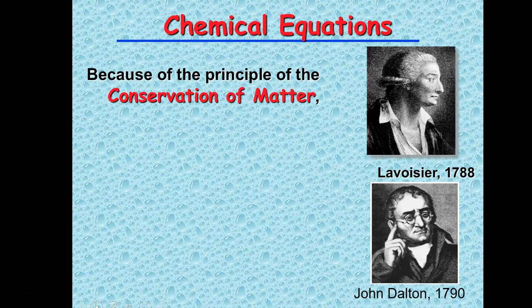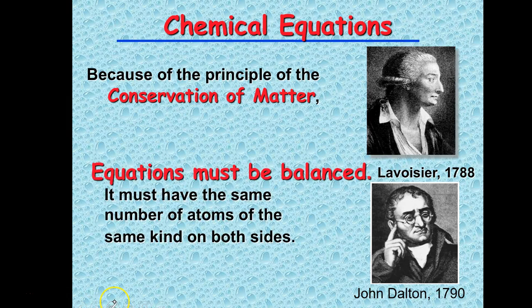Okay, so chemical equations deal with the conservation of matter. Matter cannot be created or destroyed. It's just rearranged. That's the big idea. In order to make that happen, we have to balance equations. And that's what this lesson's all about, how to balance equations. You must have the same number of atoms of the same kind of element on both sides. Okay, they're just rearranged differently.